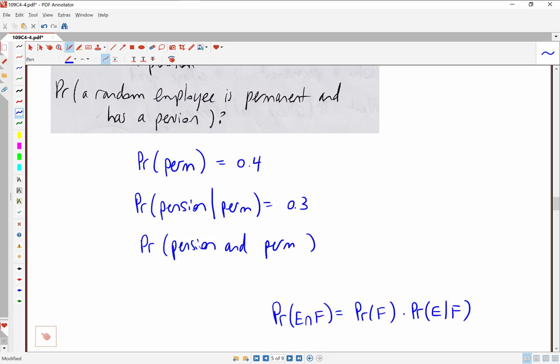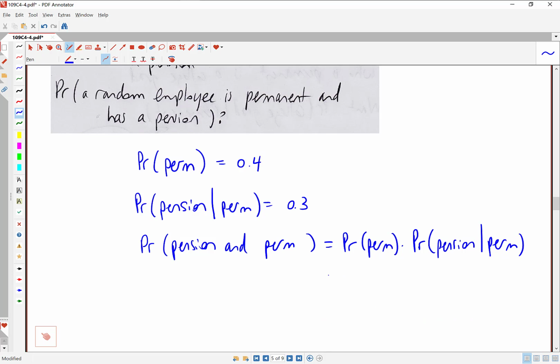So let's try to follow that pattern here. To get the probability of pension and permanent, we would need the probability that someone is permanent, and then we need to multiply by the probability that someone has a pension given that we know they're permanent. So the probability that an employee is permanent is 0.4, and we're going to multiply that by the conditional probability that someone has a pension given that they are permanent, so that's 0.3.